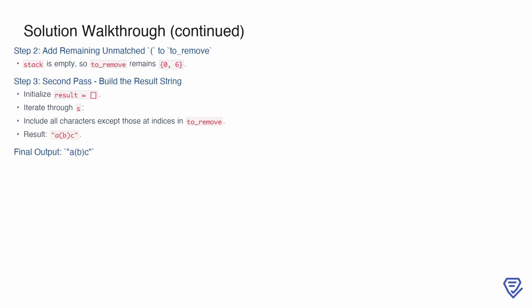In the second pass, we construct the result string by including all characters except those at indices in to_remove. This removes the unmatched closing parentheses at indices 0 and 6, while keeping the rest of the string intact. The result after this step is A, B, C. The final output for the third example is A, B, C.